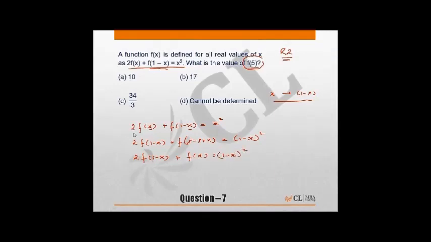And what was our original equation? This was the one: twice of f(x) plus f(1 minus x) equal to x square. Now from these two equations I can eliminate f(1 minus x). So if I multiply the second equation with 2, this becomes 2 into 2, 4, and this becomes 2x square. So let's subtract. When we subtract, what will we get?